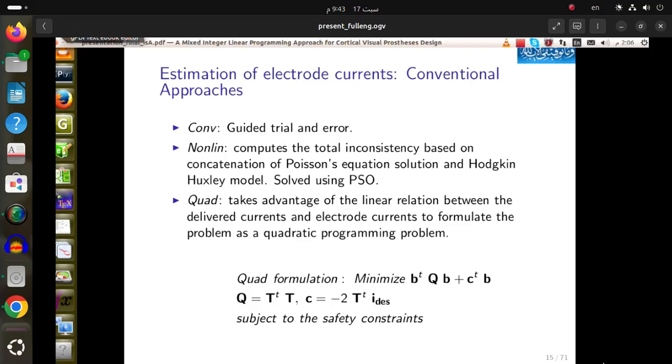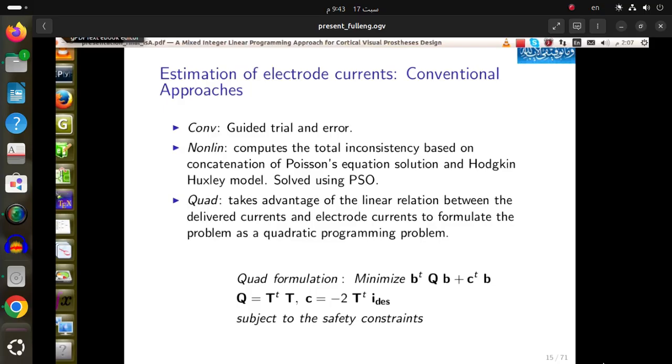The first approach is the conventional approach. The conventional approach is a guided trial and error approach. If we have a set of electrodes, we inject a current in each electrode. We increase this current gradually until the electrode results in the evocation of a certain phosphine. Once this happens, we record that this electrode can evoke a phosphine at a certain location. And this is done for all electrodes.